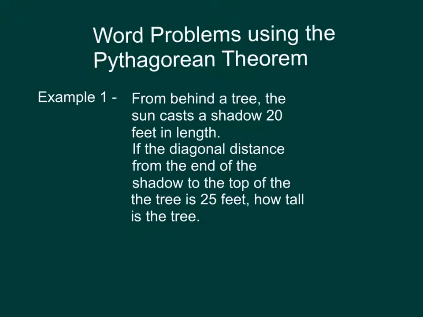So here's example 1. From behind a tree, the sun casts a shadow 20 feet in length. If the diagonal distance from the end of the shadow to the top of the tree is 25 feet, how tall is the tree? And we should really add a question mark here. So again, what you want to do is make sure you draw a picture and label it, and we'll go from there.